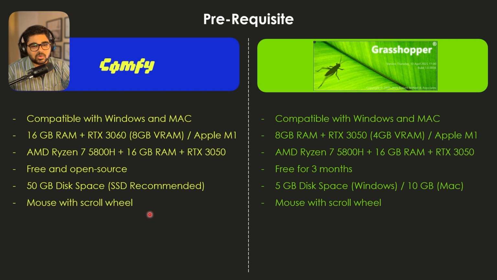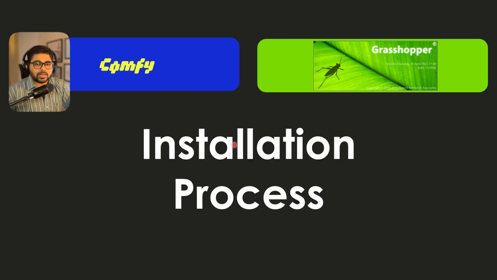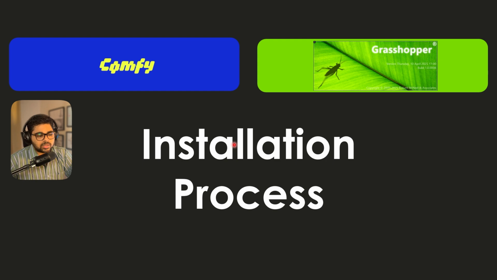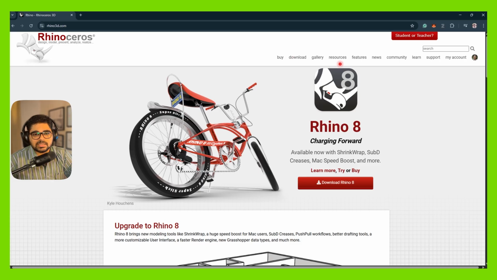And then you've got to use a mouse with a scroll wheel, right? That is a must with both of these tools. Okay, now let's come to the installation process. First, we will look at installing Rhino, because Grasshopper is inside Rhino, and then we will look at ComfyUI, both the local version and the online version. Grasshopper is very, very simple.